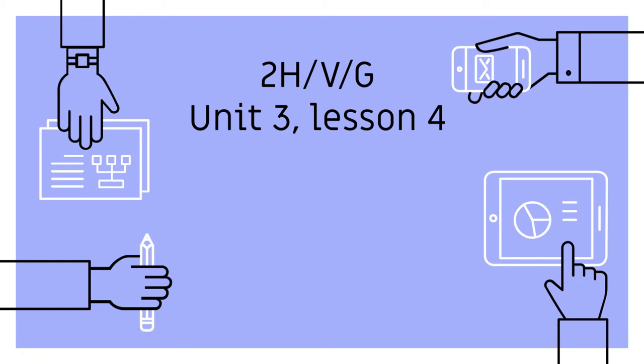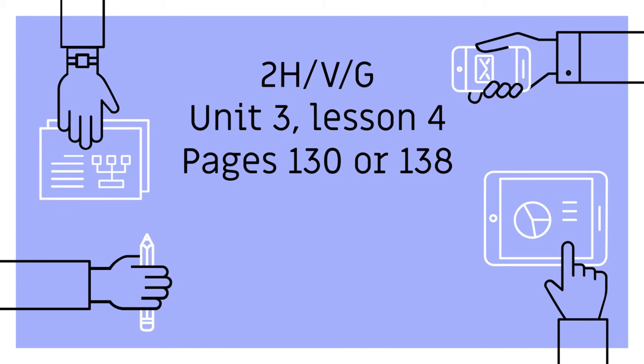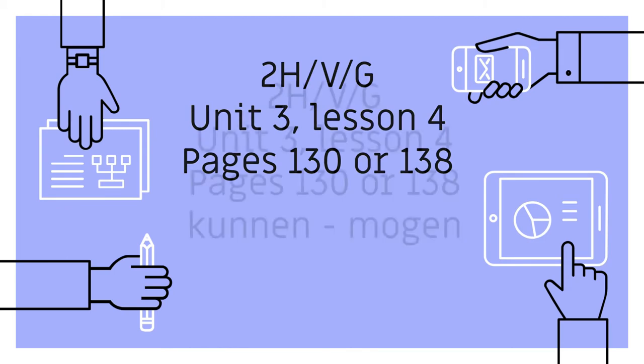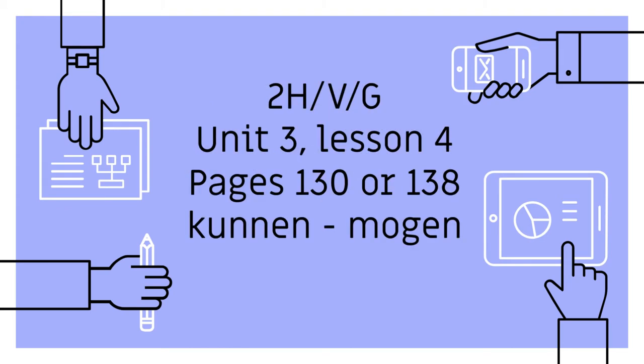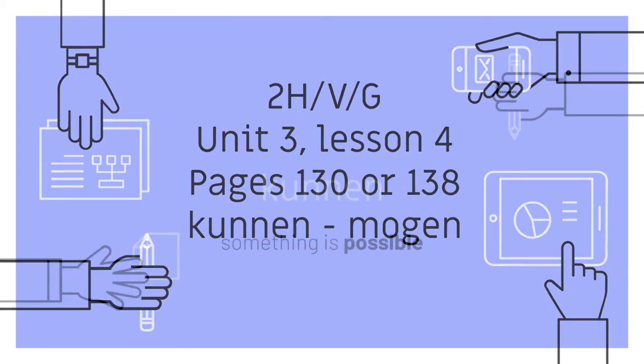This time it's for 2 HAVO, VWO and the grammar students. It's about Unit 3, Lesson 4. It's on page 130 when you are in HAVO. It's on page 138 when you are a grammar student or VWO. And it's about kunnen, mogen. So grab your books and pay attention.